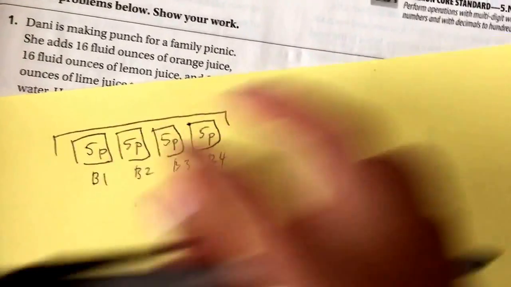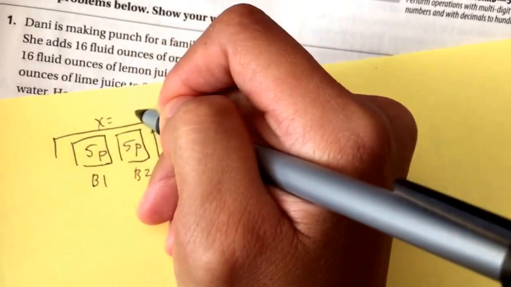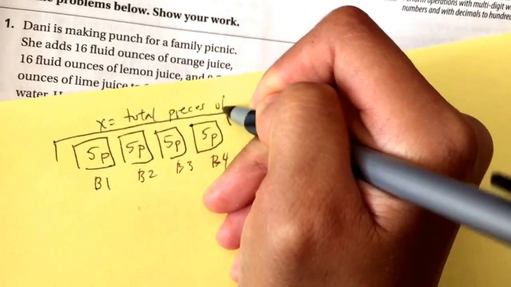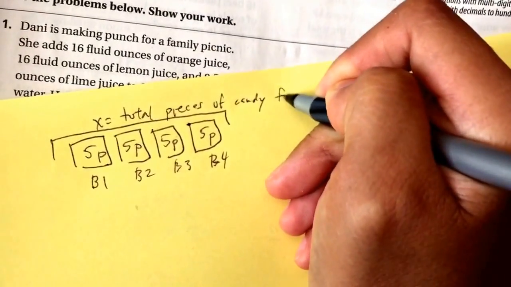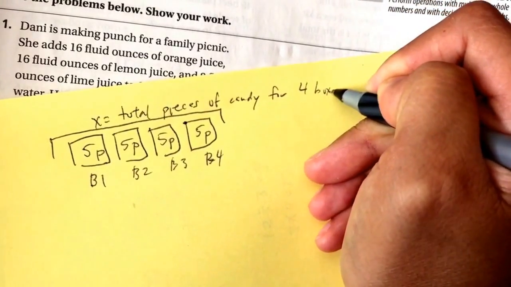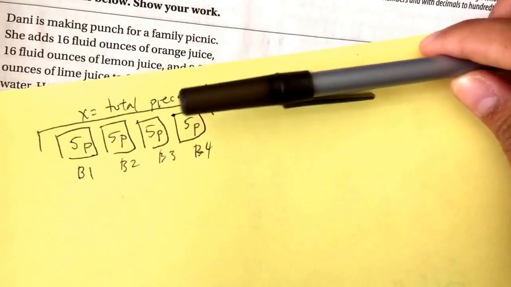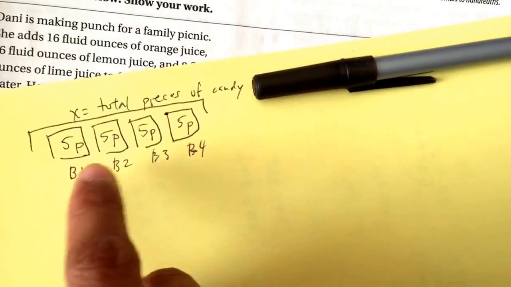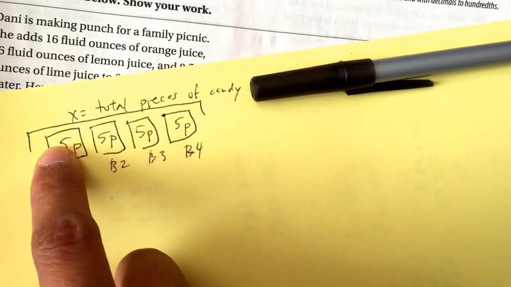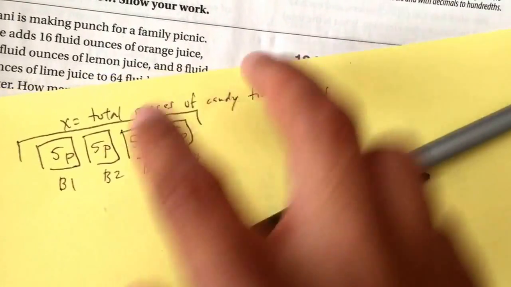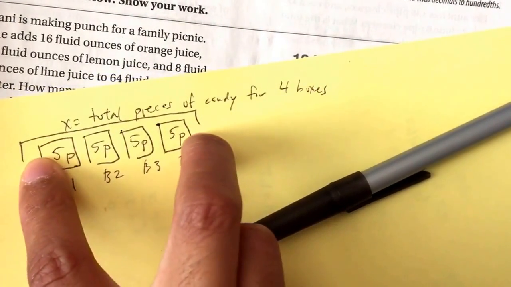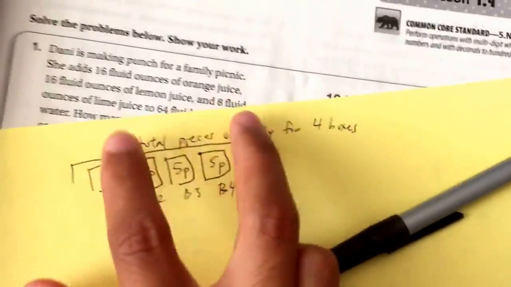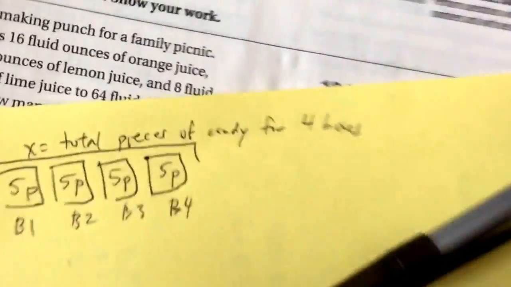Well, you could see here that X, what you don't know, is the total pieces of candy for 4 boxes. Now, it's not enough to say X is the total pieces of candy, because you could ask, total pieces of candy for what? The total pieces of candy for one box is 5. So this is actually the total pieces of candy for 4 boxes. You want to make sure that you're very specific about what the top is, more than anything else.